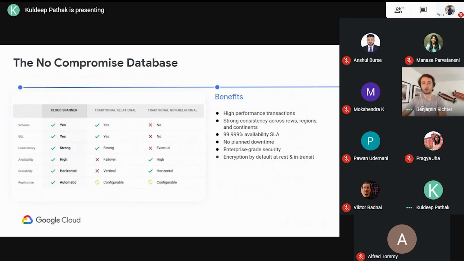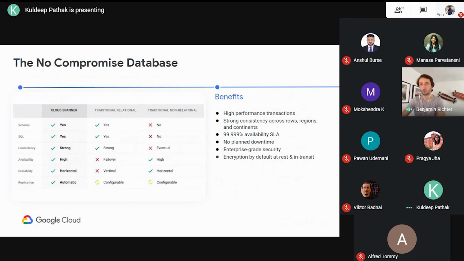So, could it be already on the right slide? Perfect. So we can see here in this table how Cloud Spanner combines benefits from relational and non-relational databases. Cloud Spanner does have a schema. It allows you to use the SQL language. It is strongly consistent. So far, it's very much like a traditional relational database, but it has high availability. It is horizontally scalable, and it has automatic replication, which usually you wouldn't find in a traditional database.